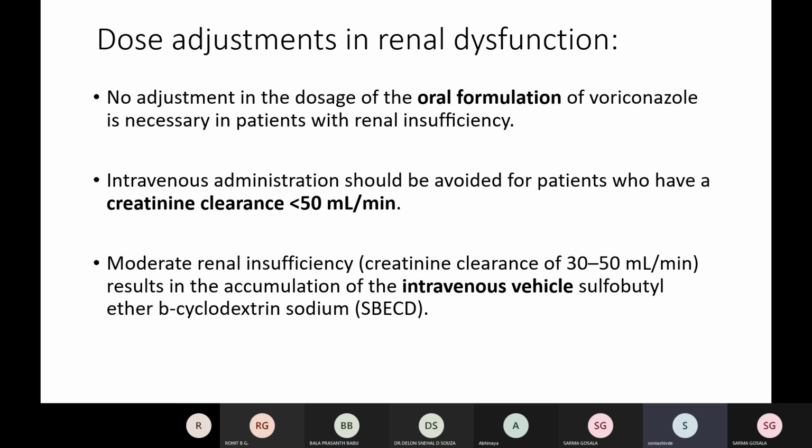No adjustment in the dosage of oral formulation of voriconazole is necessary in patients with renal insufficiency. Intravenous administration should be avoided for patients who have creatinine clearance less than 50 ml per minute. Moderate renal insufficiency, that is creatinine clearance between 30 to 50 ml per minute, results in accumulation of the intravenous vehicle of the drug voriconazole. That is, the vehicle is sulfobutylether beta-cyclodextrin sodium, SBECD. So this drug should not be used by IV route when creatinine clearance falls below 50.